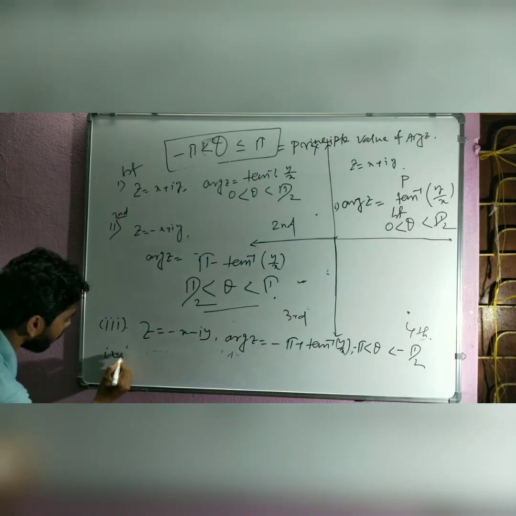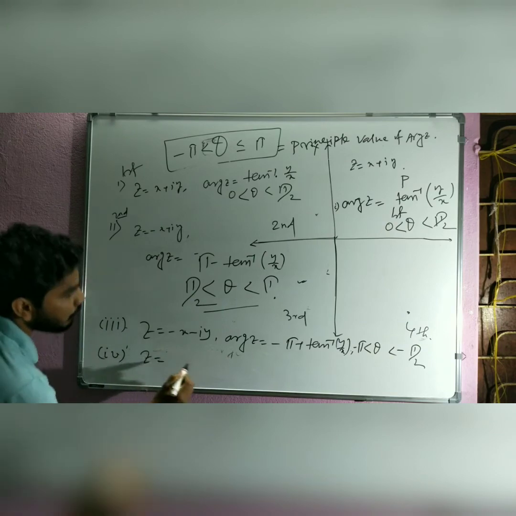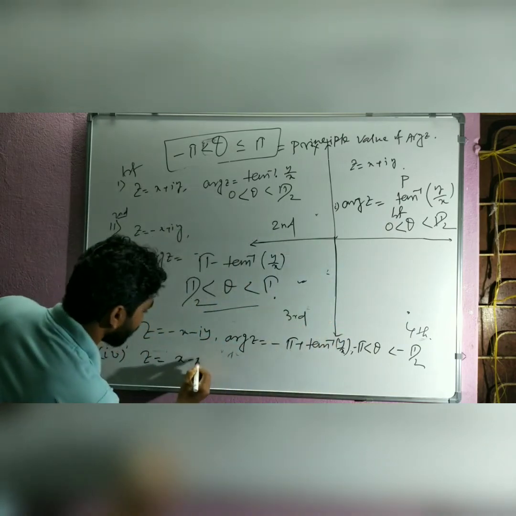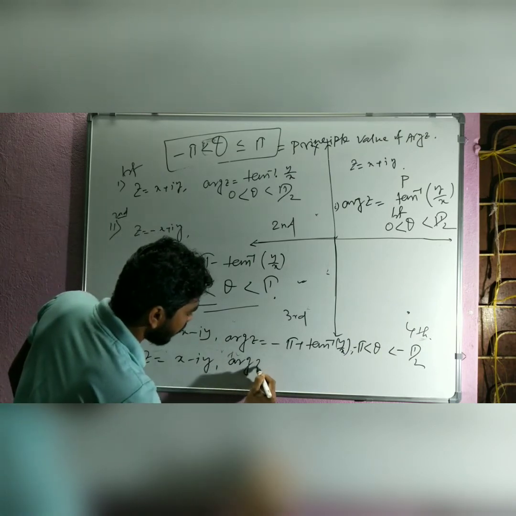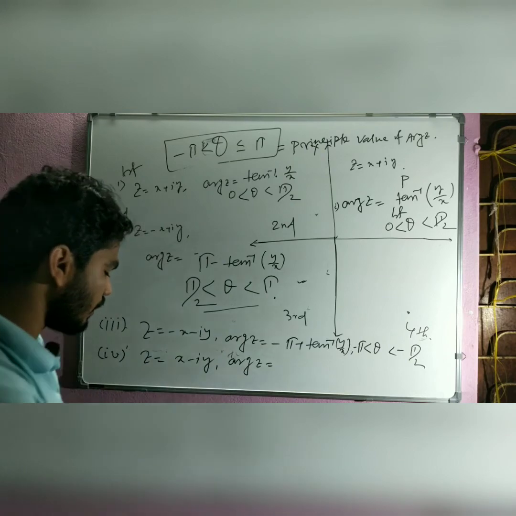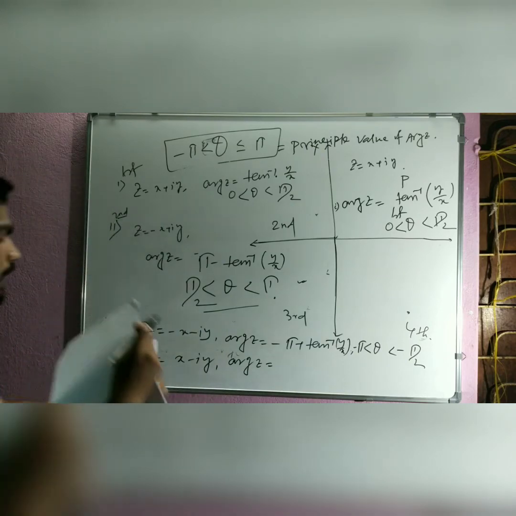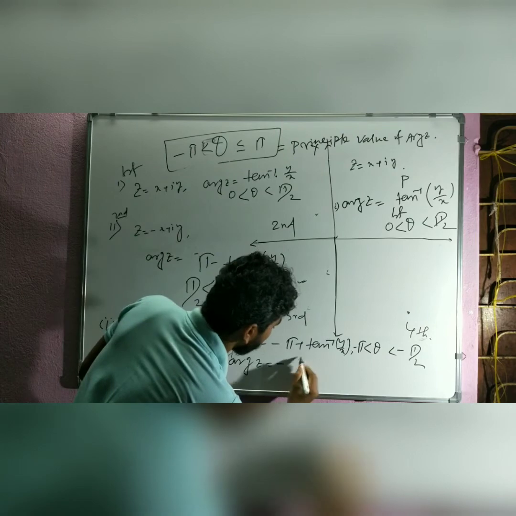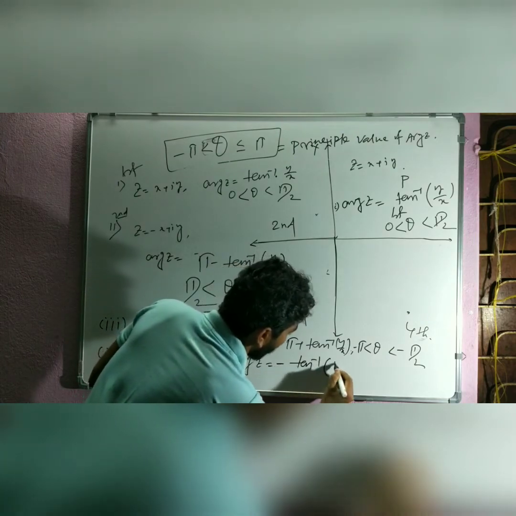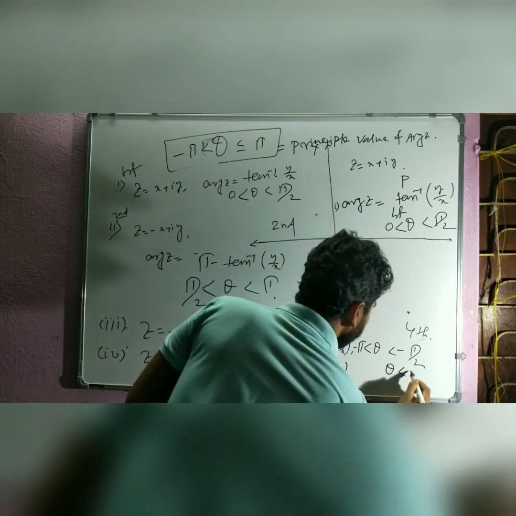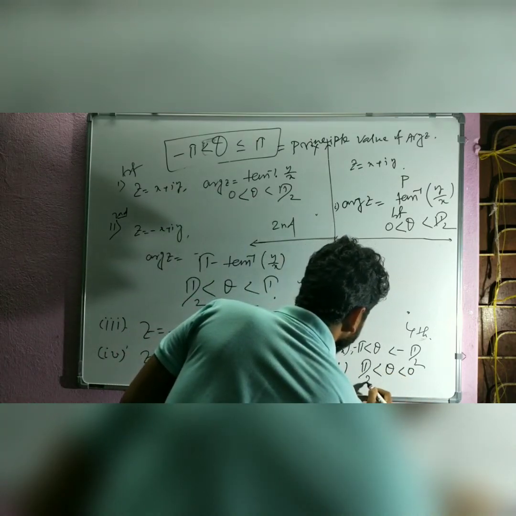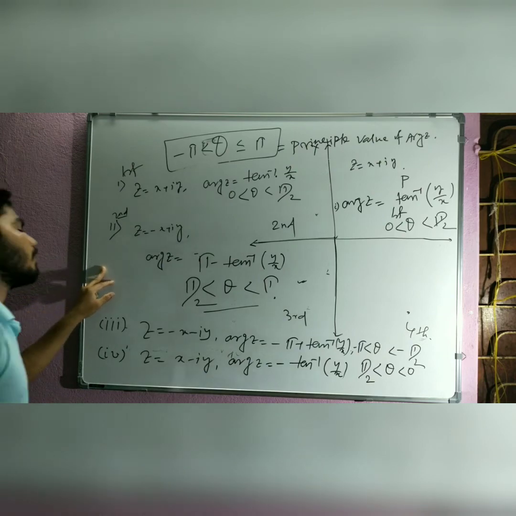Lastly, the fourth quadrant: z equal to x positive, minus iy. Then argument z equals minus of tan inverse y by x. Very important. And theta lies between minus pi by 2 and 0. This is the fourth formula, for the fourth quadrant of the complex number.